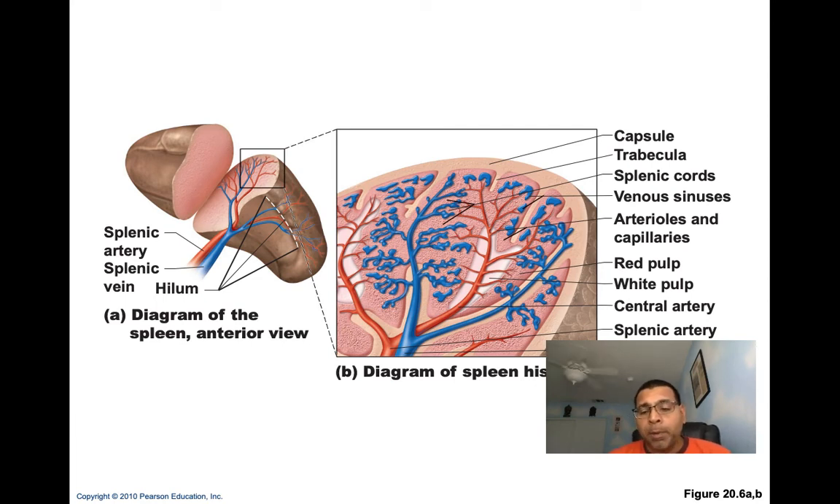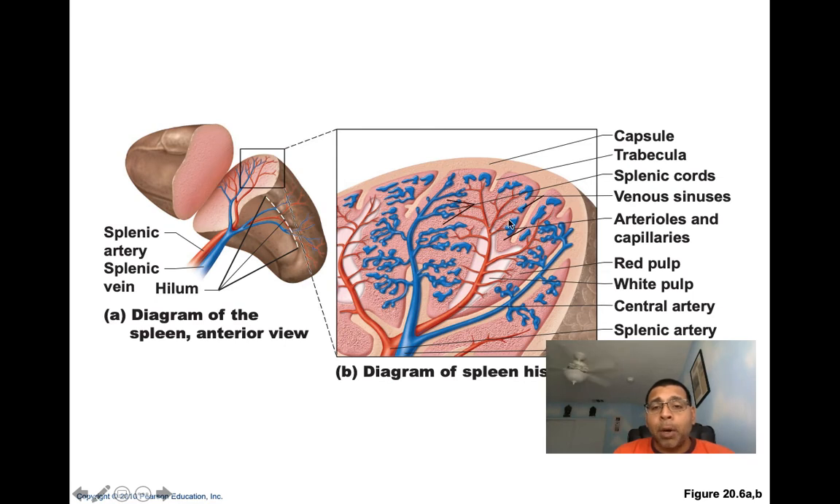Now, white pulp first is areas that are composed mainly of lymphocytes that are suspended on reticular fibers. And we can see this white pulp is going to cluster around the central arteries. It's going to be found clustering around these central arteries.